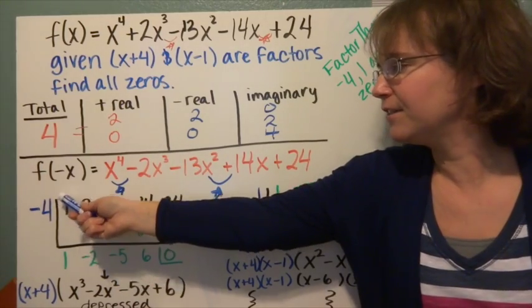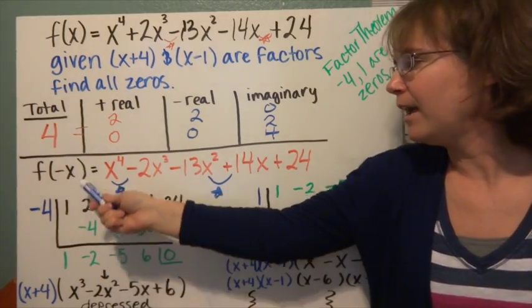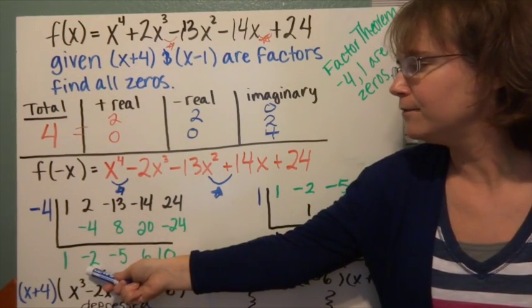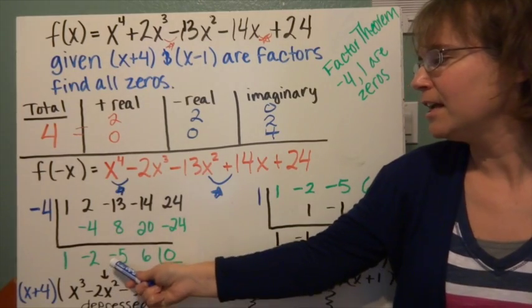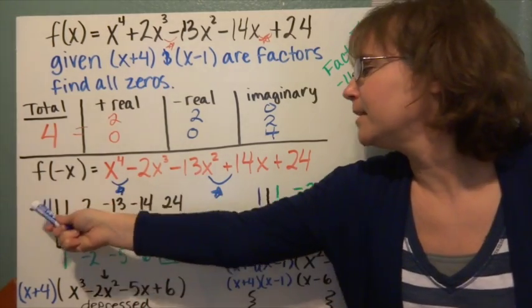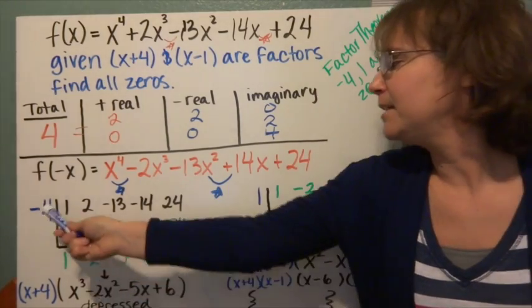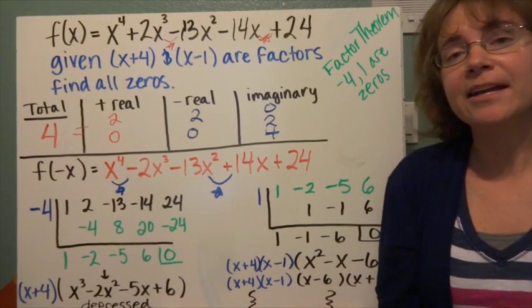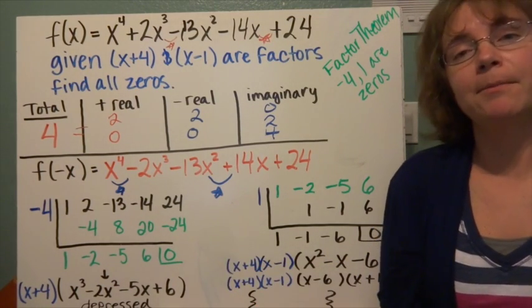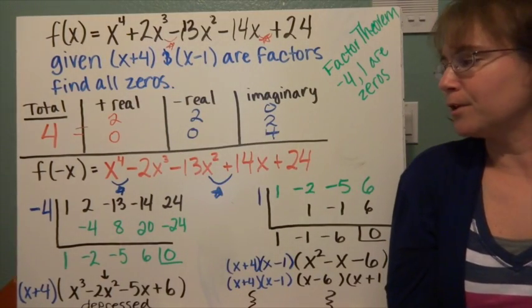And then when I do synthetic division, I bring down the 1. 1 times negative 4 is negative 4. Add them together, and I have a negative 2. Negative 2 times negative 4 is 8. Add them together, negative 5. Negative 5 times negative 4 is 20. Add them together, and a 6. 6 times negative 4 is negative 24. Add them together, and I get a 0. Now, I expect this. If I didn't get a 0, I probably wrote something down incorrectly because it told me that x plus 4 is a root.